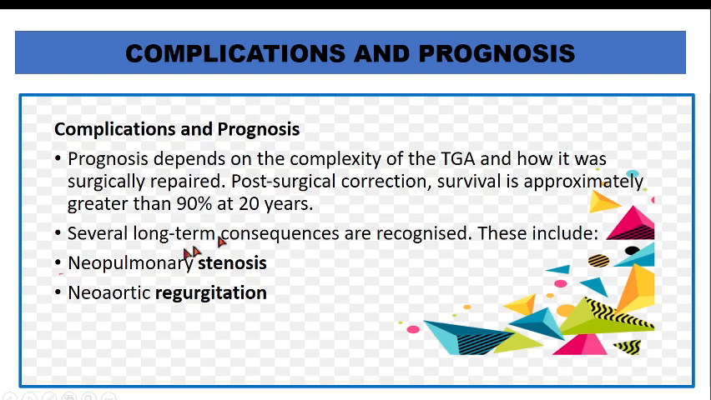Long term consequences में है neopulmonary stenosis and neo-aortic regurgitation. क्या मतलब है? Neo मतलब new. Pulmonary stenosis हम लोग पहले भी पढ़े हैं. That is, there is narrowing of the pulmonary artery. So because of this operation, what happens is the pulmonary artery gets narrowed. फिर blood supply to the lungs get affected.